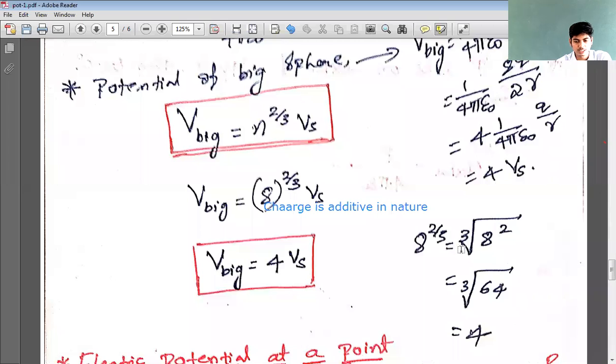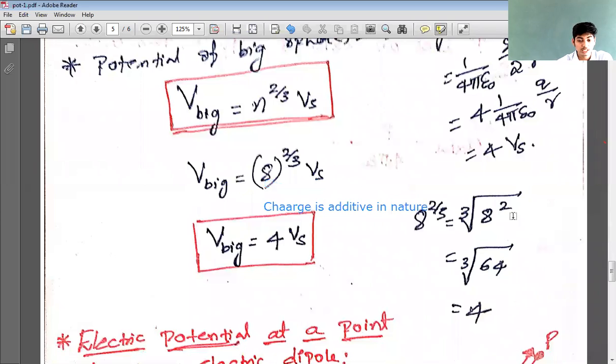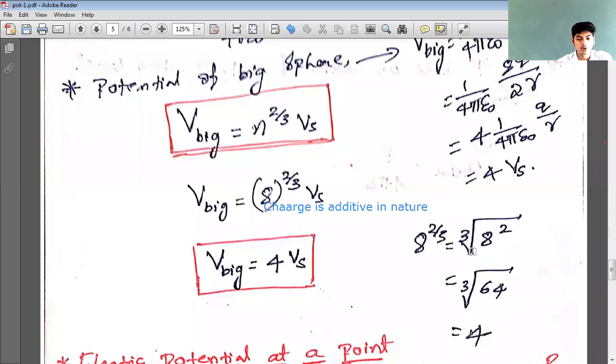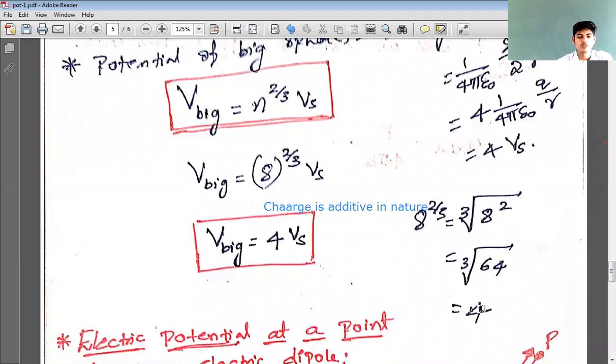8 power 2 by 3 is nothing but the cube root of 8 square. 8 square is 64. Cube root of 64 is 4. You should know how to evaluate this: 8 power 2 by 3 is the cube root of 8 square, which is the cube root of 64, and the cube root of 64 is 4.